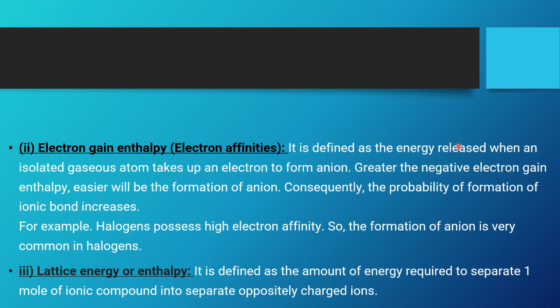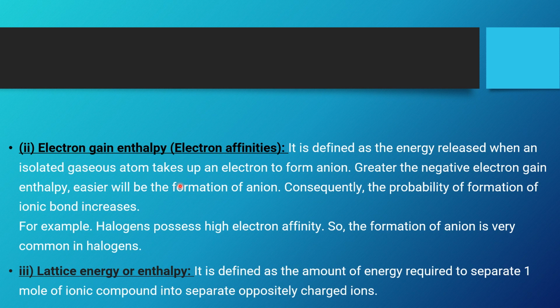ionic bond. Okay, so the second one is electron gain enthalpy. Electron gain enthalpy is defined as the energy which is released when an isolated gaseous atom takes up an electron. So ionization enthalpy means what? The energy which is required to remove the outermost electron of an isolated gaseous atom, right? So here, electron gain enthalpy means what?